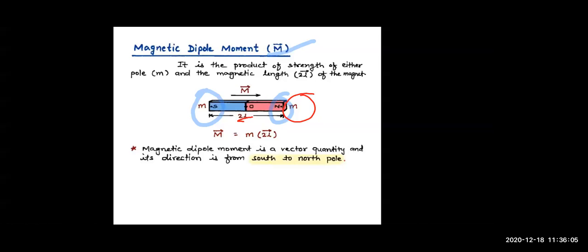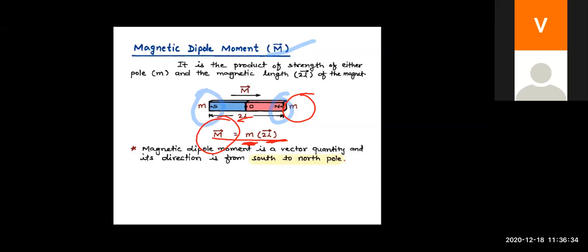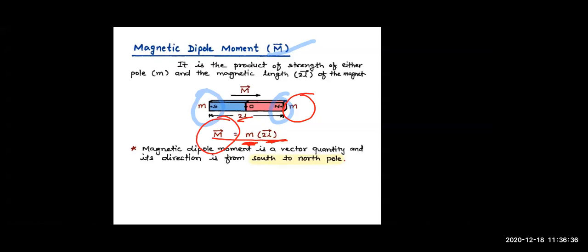Okay, so magnetic dipole moment is defined as the product, the multiplication, of two variables. First is the magnetic pole strength, that is m, into the distance between the two poles, and that is the magnetic length, that is vector 2L. Now, magnetic dipole moment is a vector quantity and its direction is the same as the direction of magnetic length, that is from south pole towards north pole.